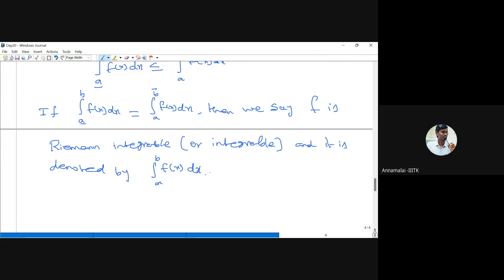And this is actually called the area. So this is called the area under the curve, the area of the region under the curve y equal to f of x. Okay, now we discuss some examples. When we say a function is integrable, if the lower integral and the upper integral are equal, then we say it is an integrable function, or sometimes called Riemann integrable.